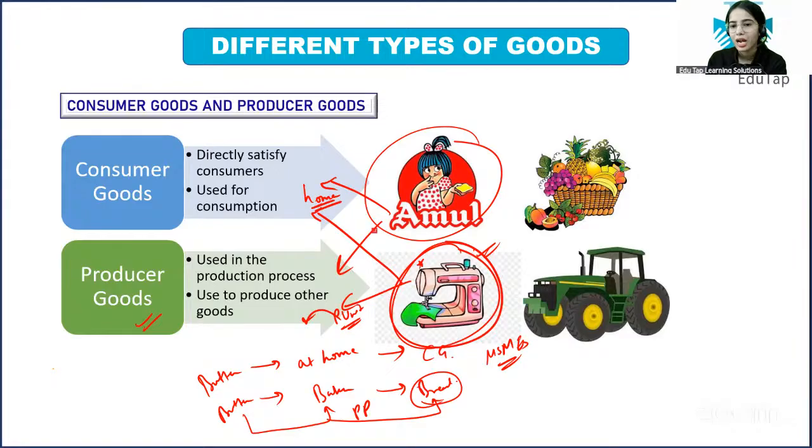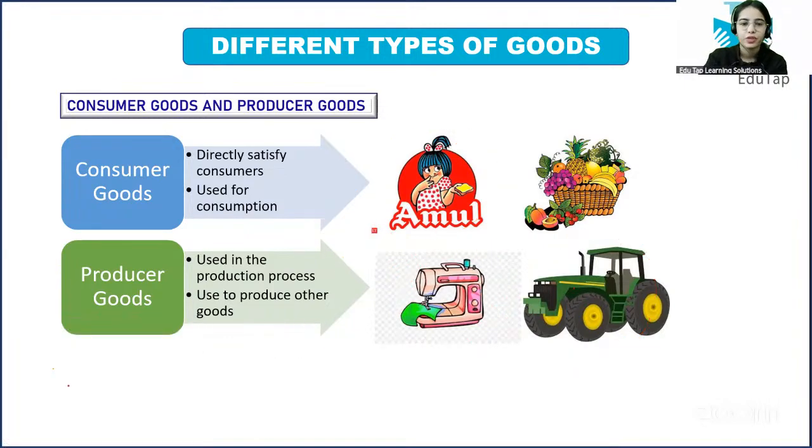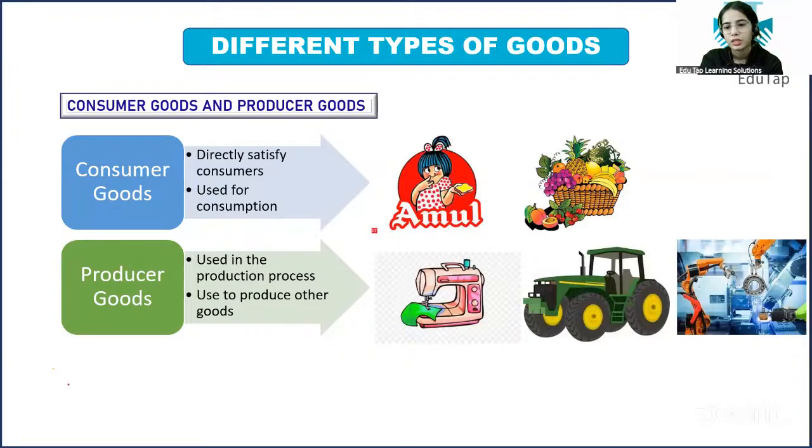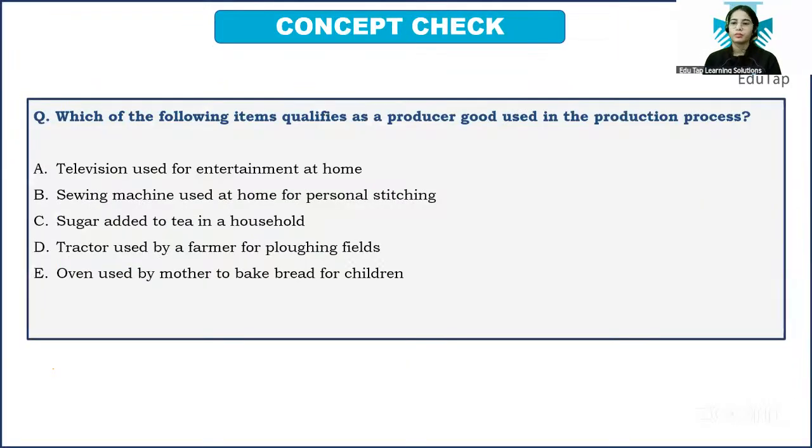Yes. Now the tractor is usually a producer good because it is used for agriculture. Moving forward, try to answer this question: which of the following items qualifies as a producer good used in the production process?